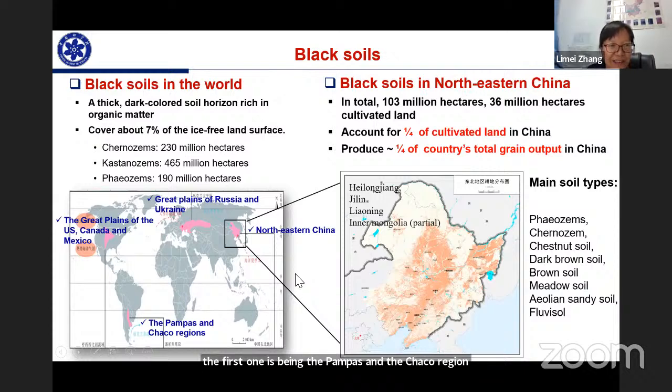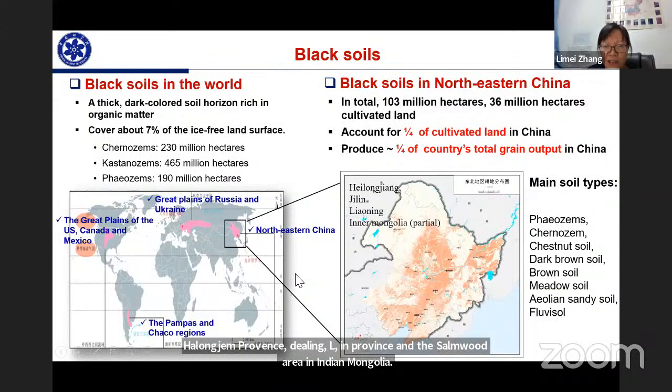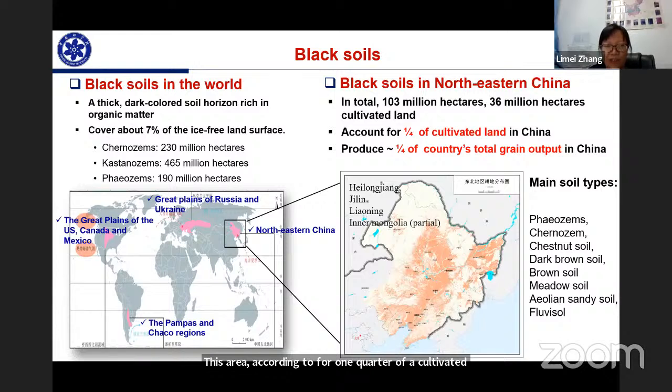Even though black soil only covers 7% of the land surface in the world, these four areas are very important crop production areas. In China, the black soil in northeastern China is mainly located in Heilongjiang province, Jilin, Liaoning province, and some areas in Inner Mongolia. This area accounts for 1/4 of cultivated land in China and produces almost 1/4 of the country's total grain output. So it has a very important role in food supply in China.